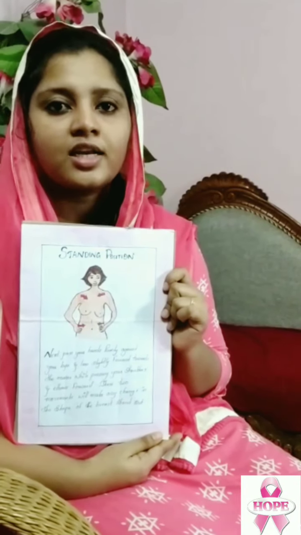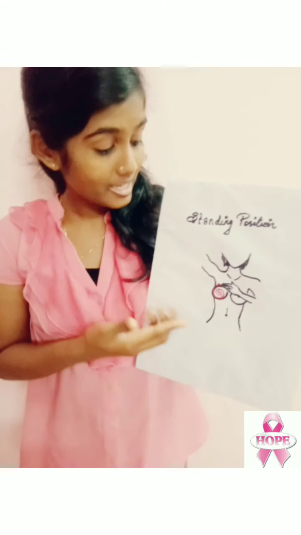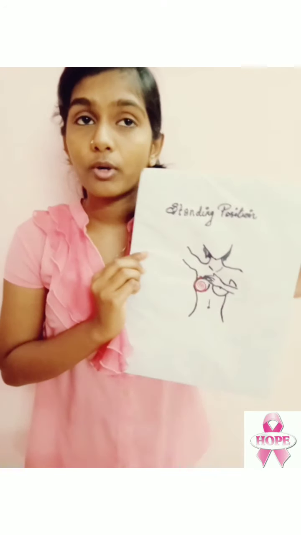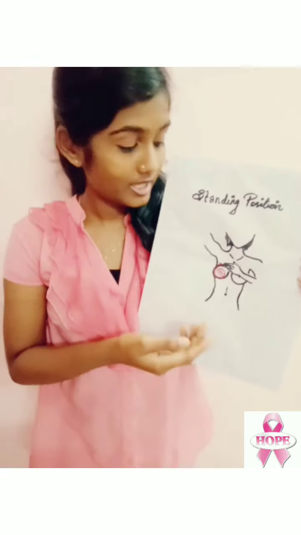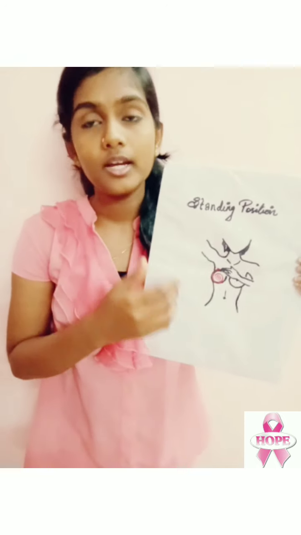This is standing position. Now press your hands firmly against your hips and lean slightly towards the mirror while pressing your shoulders and elbows forward. These two movements will make any change in the shape of the breast stand out. In standing position, examine your right breast with the fingertips of the left hand, pressing softly with circular motion clockwise from inside to outside to feel the lumps or painful spots.